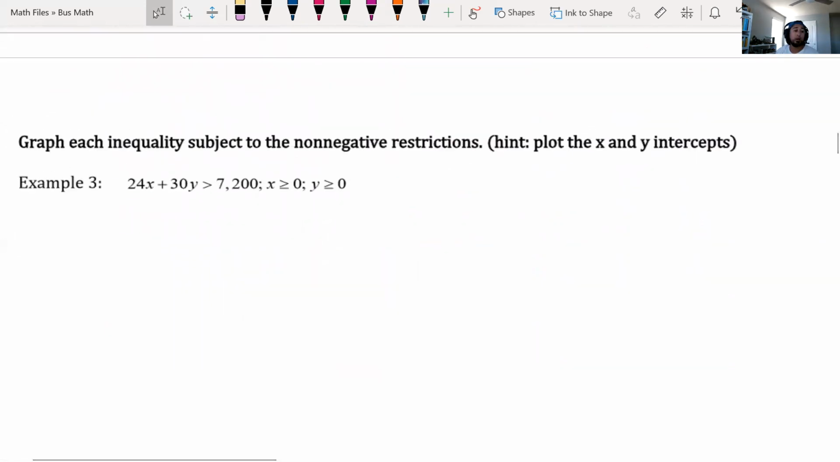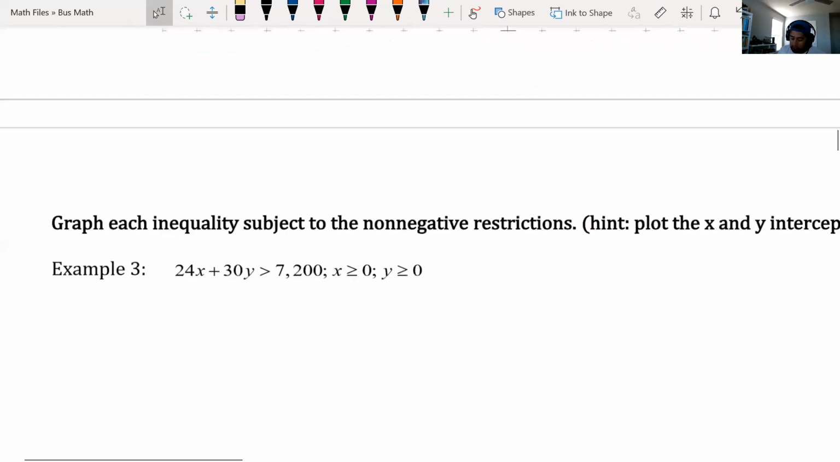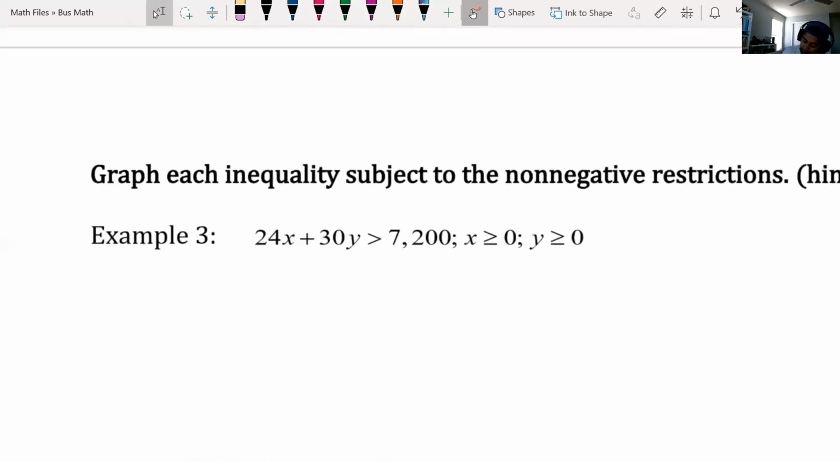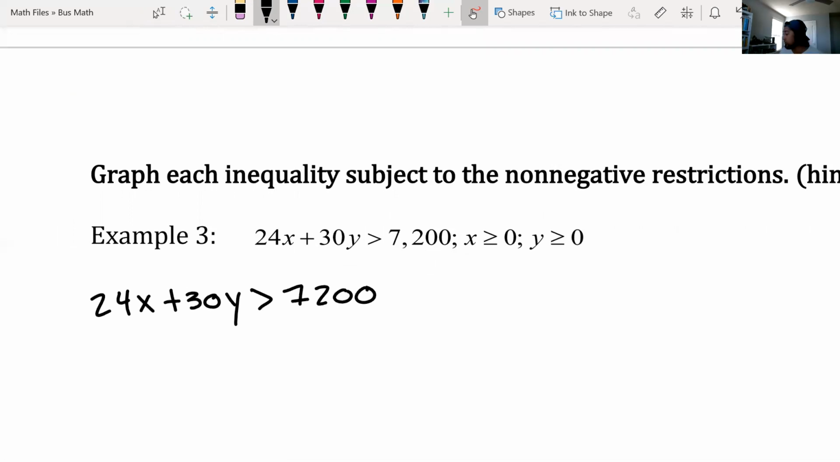example 3, graph each inequality subject to the non-negative restrictions. And once again, the easiest way to plot these is to find the x-intercepts and y-intercepts. Okay, so we'll start with the first equation. I'll rewrite it right here. 24x plus 30y greater than 7,200.